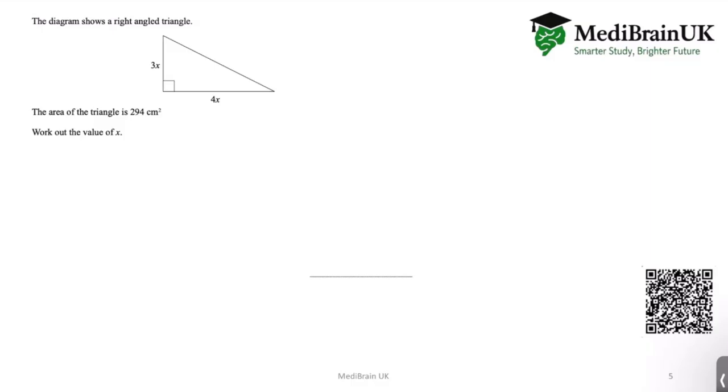You don't need to know the length of the other side. The reason why you don't need to know the length of the other side is because think about the area of a triangle. When you're working out the area of a right angle triangle, you don't need the length of the other side. You only need the length of the other side when you're working out perimeter.